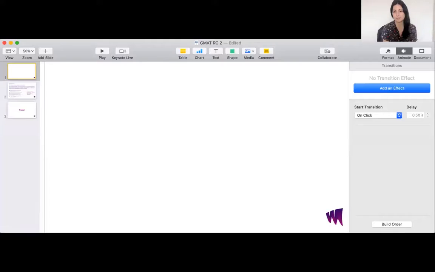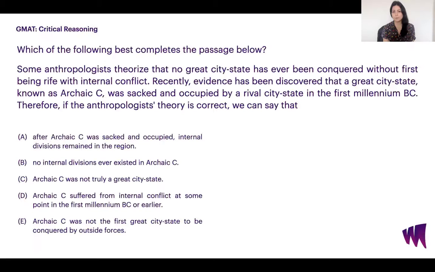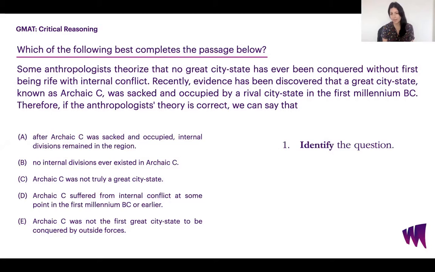the GMAT. So here's our exercise. The first step is to identify the question. Here we see that there's a question before the argument, and also at the end it says, "Therefore, if the anthropologist's theory is correct, we can say that," and we have a blank. So when you see this setup, you know that you're dealing with a complete-the-argument question.